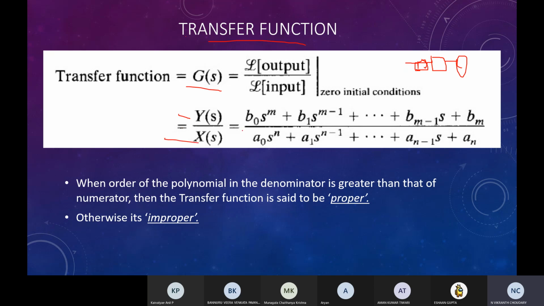We have seen in the first workshop that the Laplace transform will mostly be in polynomials. So the numerator will be a polynomial of order m and the denominator will be a polynomial of order n. We say a transfer function is a proper transfer function when n is greater than m. If n is greater than m, then we say the transfer function is proper, or else we say it is an improper transfer function.